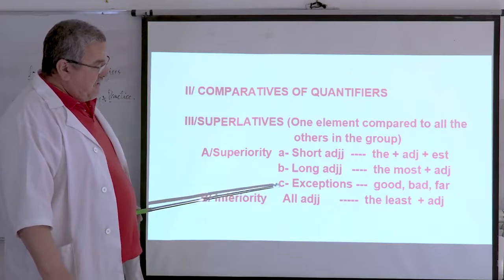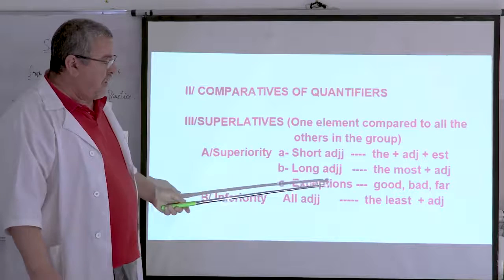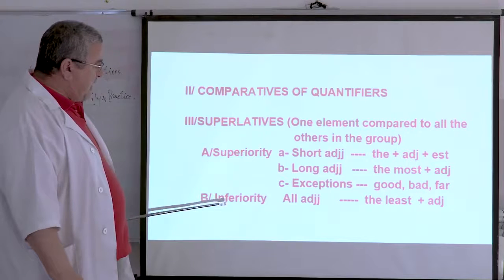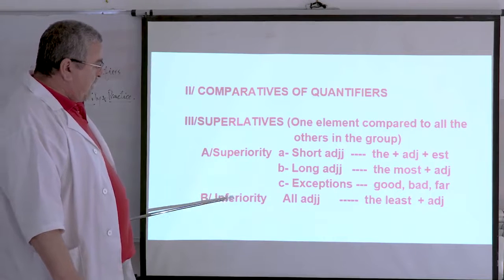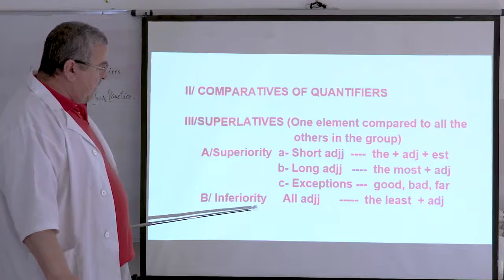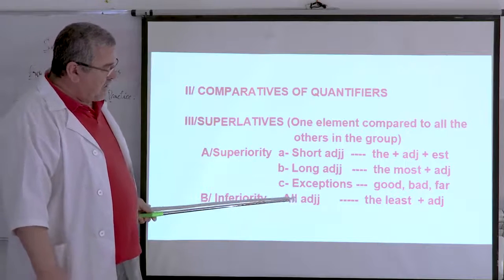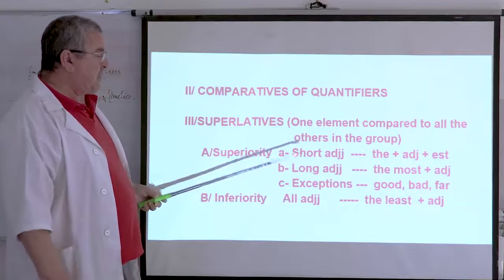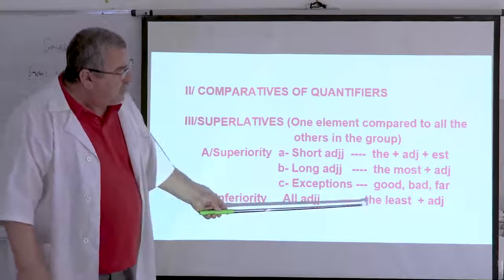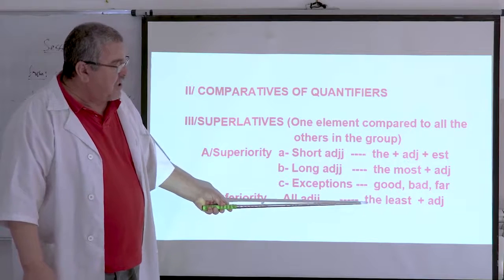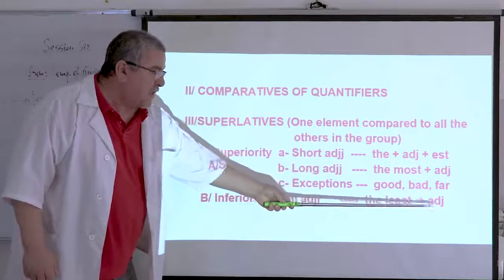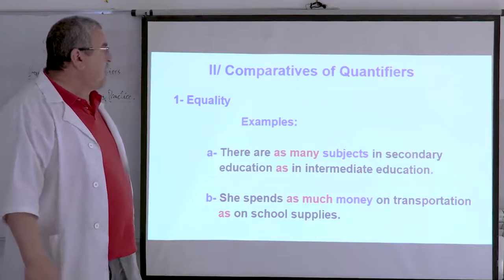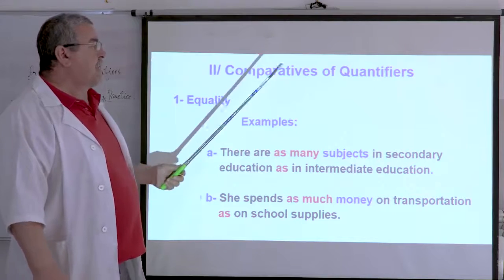And C, there are some exceptions again, with adjectives such as good, bad, far. And finally, we'll talk about superlatives of inferiority, which concerns all adjectives. There is no difference between short or long adjectives here, which is on this pattern, the least plus the adjective, whether short or long. So let's start talking about comparatives of quantifiers.